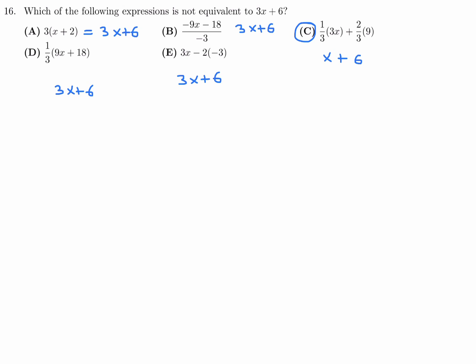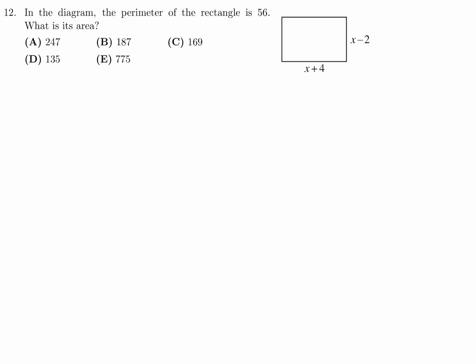Therefore, number 16 is C. Diagram, the perimeter of the rectangle is 56. What is its area? That's x minus 2. That's x plus 4. So the perimeter is 2 times x minus 2 plus 2 times x plus 4, right?